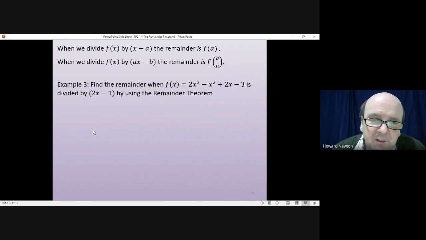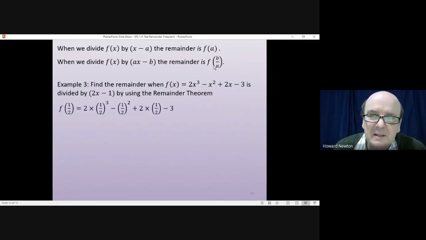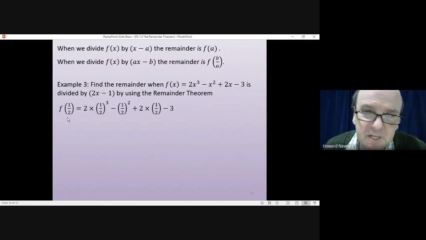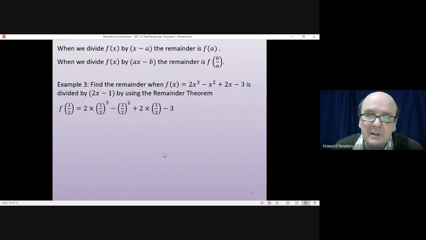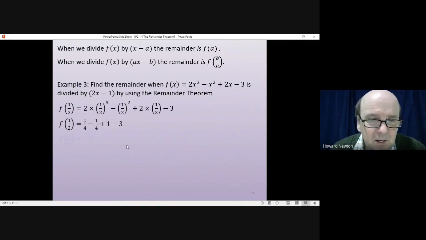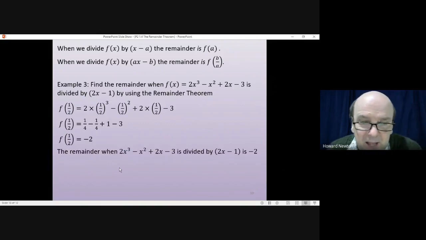Okay, let's have a look. So as we said, in this case, f of b over a is 1 over 2, which means we need to put x equals a half into the function. That gives us 2 times a half cubed minus a half squared plus 2 times a half take away 3, which would simplify to that, which gives us minus 2 for the answer. And again, that means that the remainder, when this cubic is divided by 2x minus 1, the remainder is minus 2.